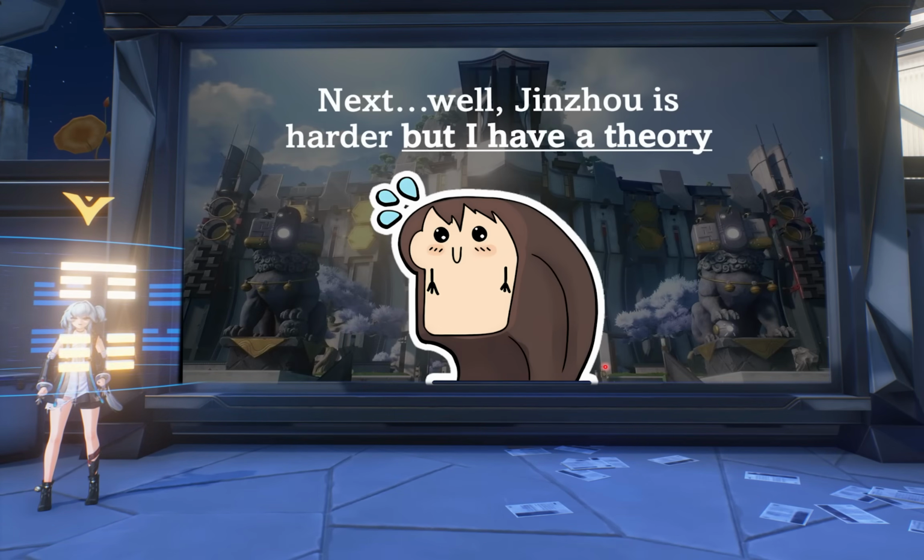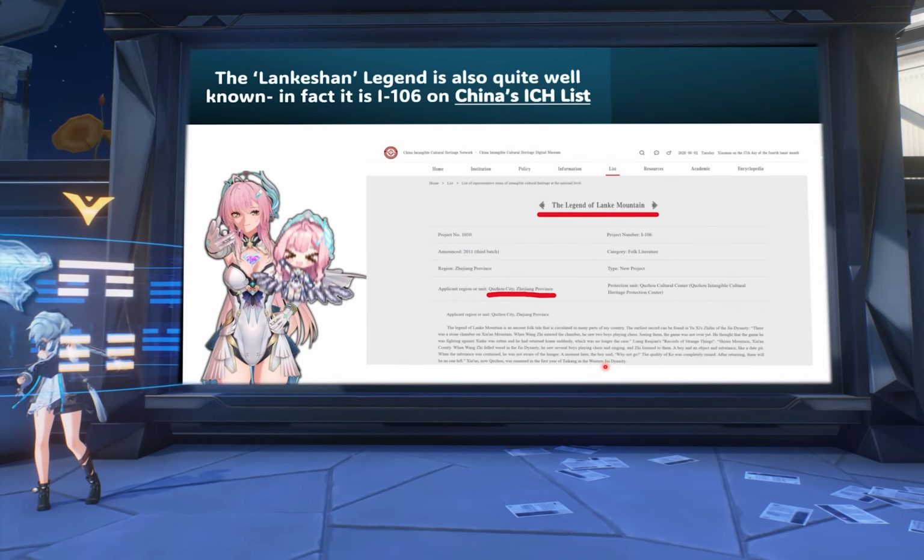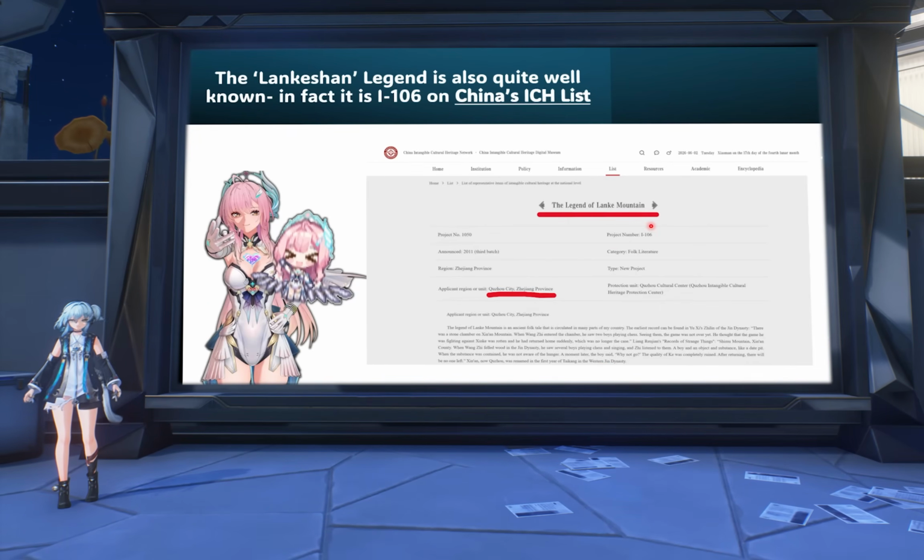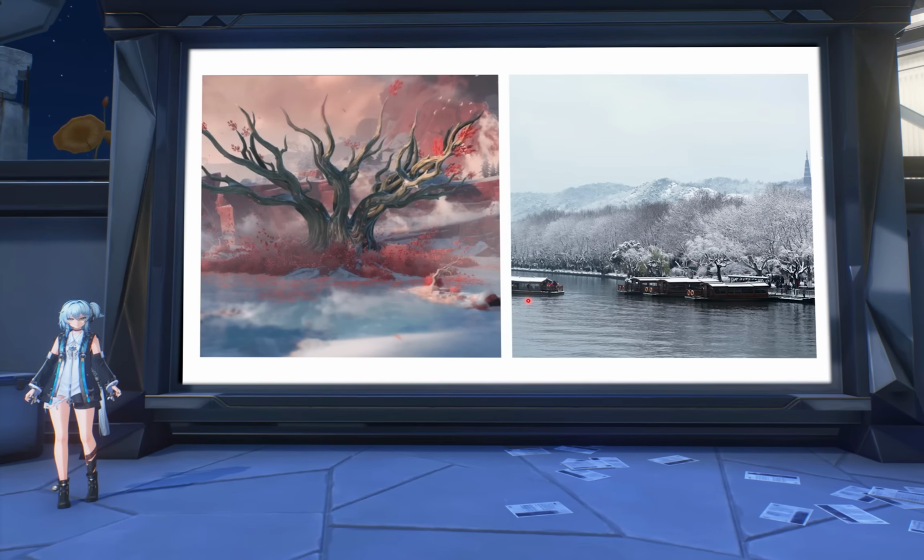But before we go on to that, I forgot to also show you guys, Lankashan, right, is actually an artifact of the Intangible Cultural Heritage Network, or ICH, in China. And it is, as you can see here, exclusively based in Quzhou, in Zhejiang. And also you can see, this is Mount Thunman, this is Zhejiang. So you can see the visual similarities between these two scenes.